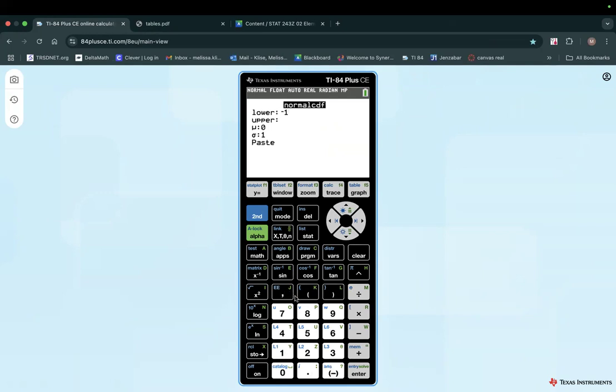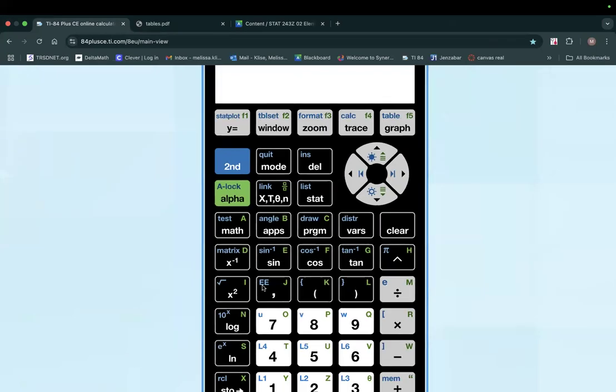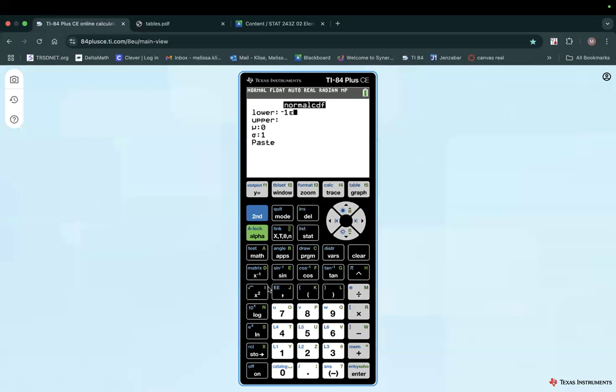The E is located right above the comma. It says EE. You can see it right here. It says 2 capital E's. Use this one. Do not use the green one; it's not going to do any good for you. Use the EE right on the comma. So I do second EE and then 99.